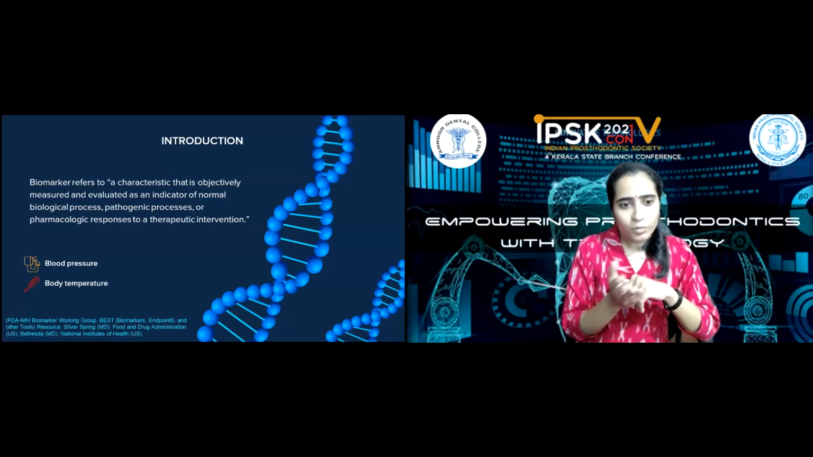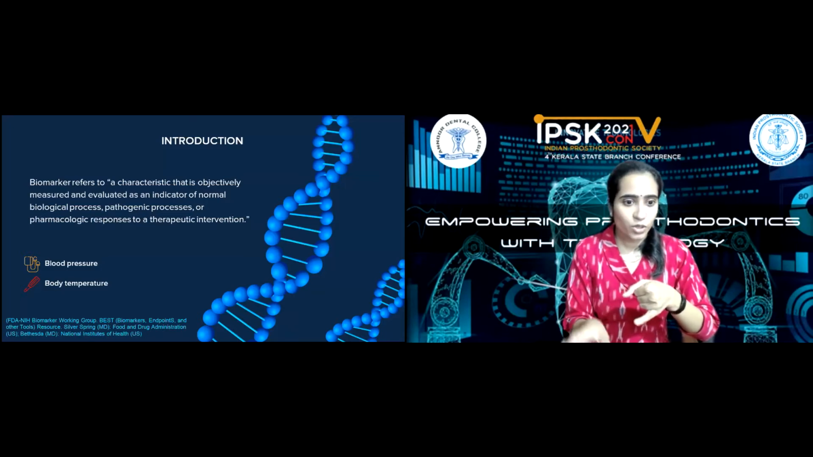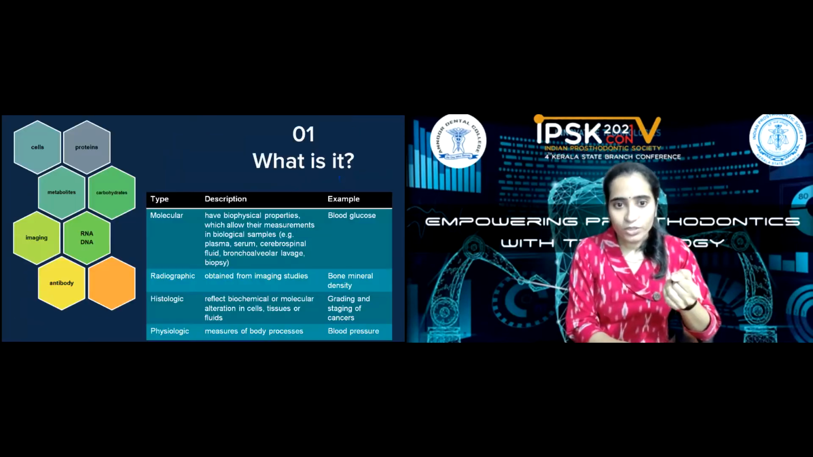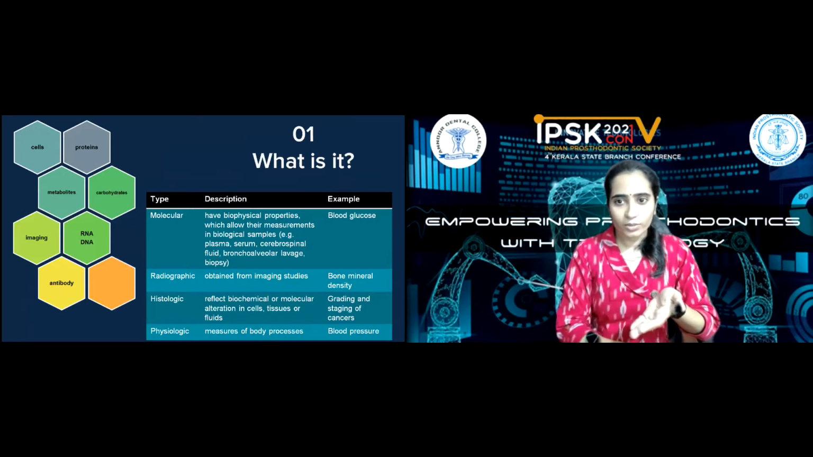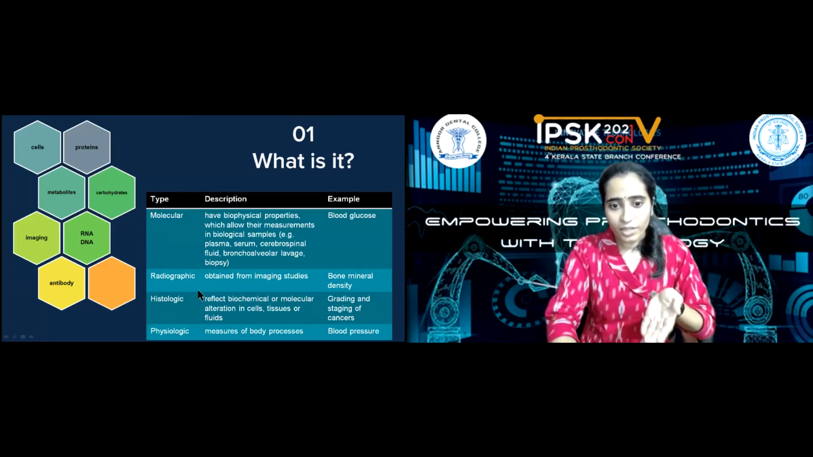Common examples of biomarkers include blood pressure. Blood pressure is a biomarker for risk of stroke. Body temperature is a biomarker for fever. So moving on, what are these molecules? They can be cells, proteins, metabolites, carbohydrates, imaging, RNA, DNA, etc. Based on what they are, they have been classified into molecular, radiographic, histologic, and physiological.